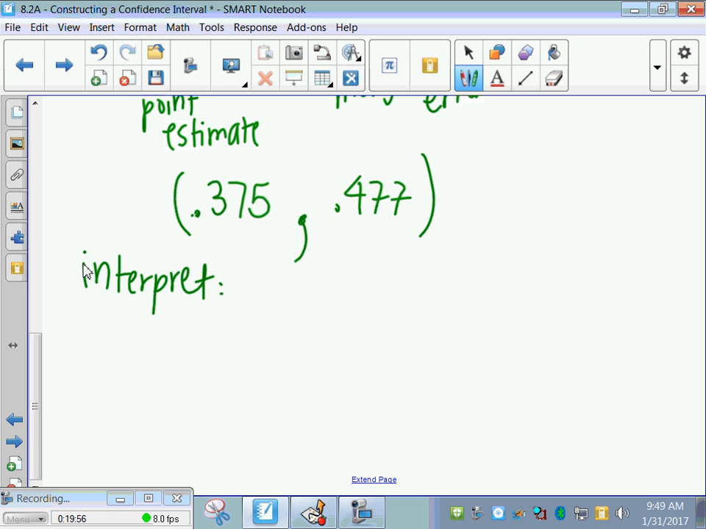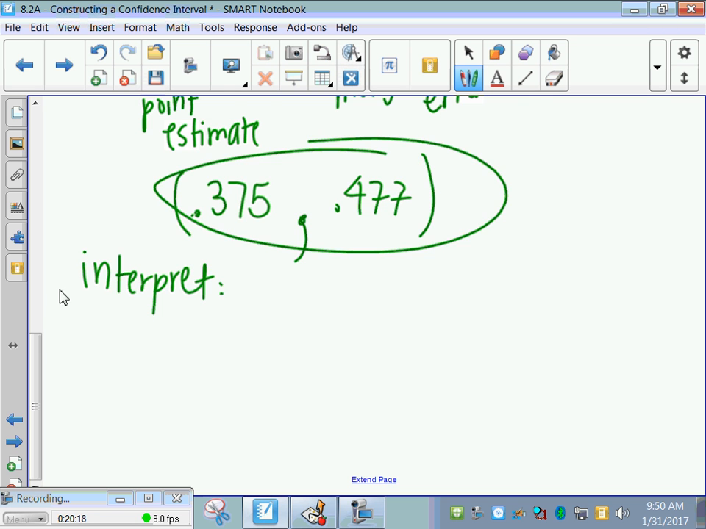So that's that lovely sentence that you guys memorized or are working on memorizing, right? So you would say, I'm not going to write all this out, we're 90% confident that the interval from 0.375 to 0.477 captures the true proportion of red beads in Mr. B's container. Okay? So we're 90% confident that from here to here is the true proportion.